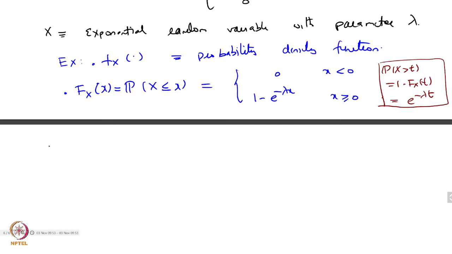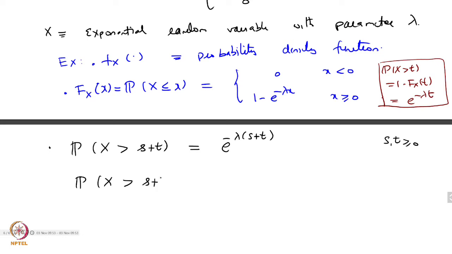So now an interesting property is the following. Suppose I look at the chance that x is bigger than s plus t. Okay? So this I know, let's say for s and t non-negative, from the above calculation is e to the minus lambda times s plus t. So now I do the same thing. So I look at the chance of x is bigger than s plus t, given that x is bigger than t. So what is this?